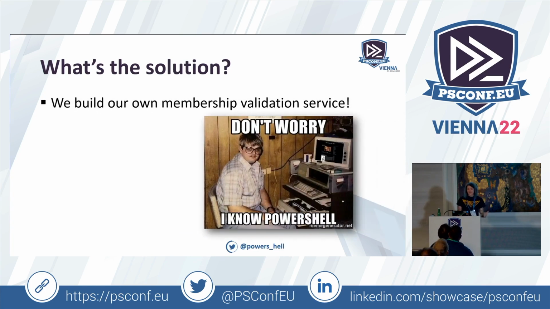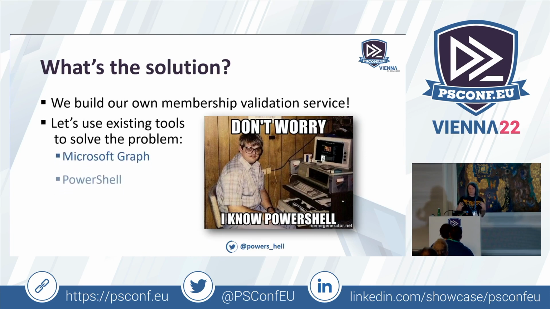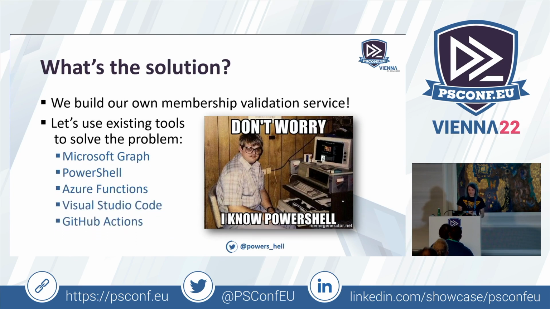And because we know PowerShell, we can do this really, really quickly. So we're going to use a whole bunch of buzzword toys. We're going to leverage Microsoft Graph. Everyone knows what that is right now. I don't need to go into that like I did in 2019. We're going to use PowerShell. I think maybe some of you know that. We're going to use Azure Functions as the trigger point to host the code. We're going to write it all in VS Code, and then we're going to do some CI/CD pipeline magic in GitHub Actions if I have time.